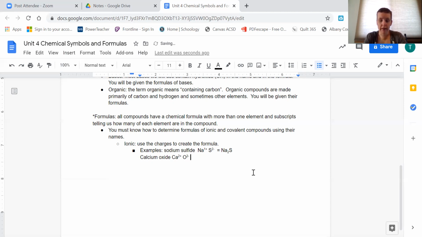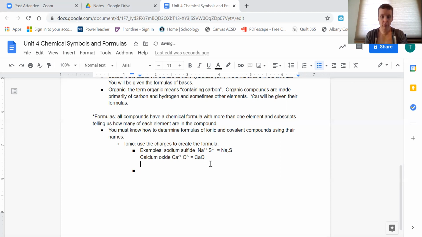Now, if you notice on this one, the 2+ and the 2-, they do balance each other. So we don't have to do the switcheroo thing. We get to just squeeze the letters together, get rid of those charges, and our formula is CaO. Okay? Remember, when you write a chemical formula, there are no charges in the formula. We use the charges to make the formula, but that's it.